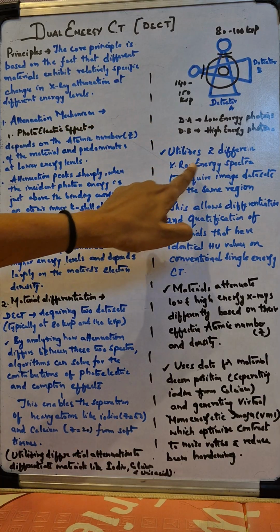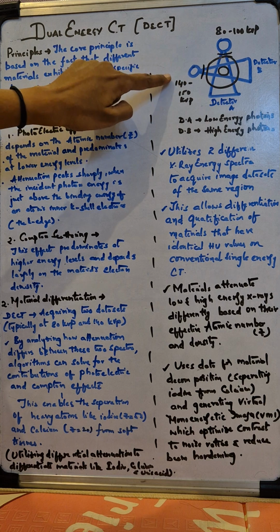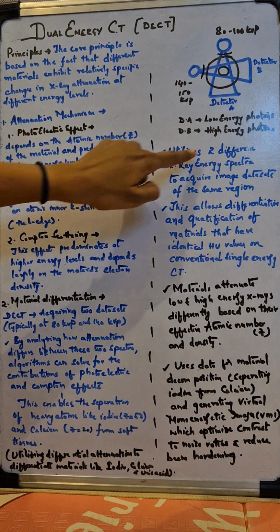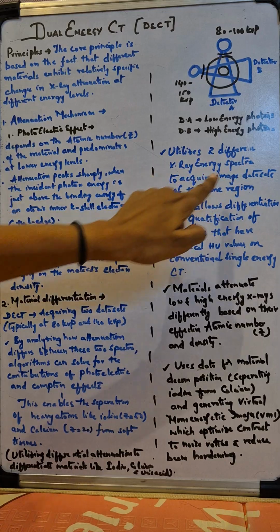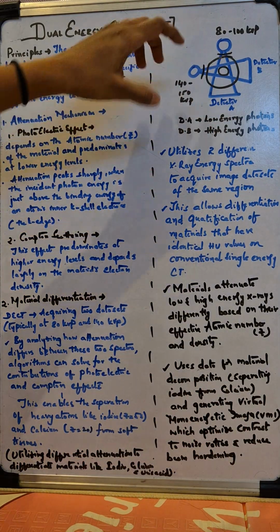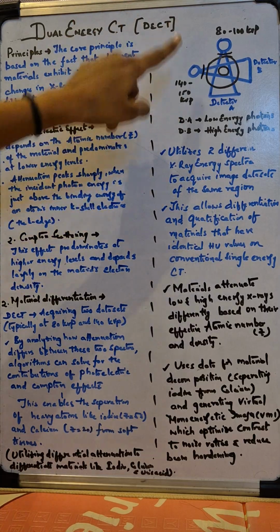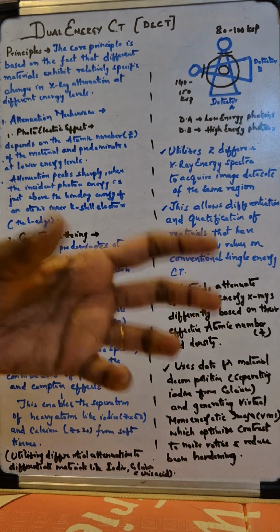It utilizes two different X-ray energy spectra. One is 80 to 100 kVp, another is 140 to 150 kVp. It utilizes these two different X-ray energy spectra to acquire image data sets of the same region. As it passes through the two different energy spectra, we get two different image data sets from this.